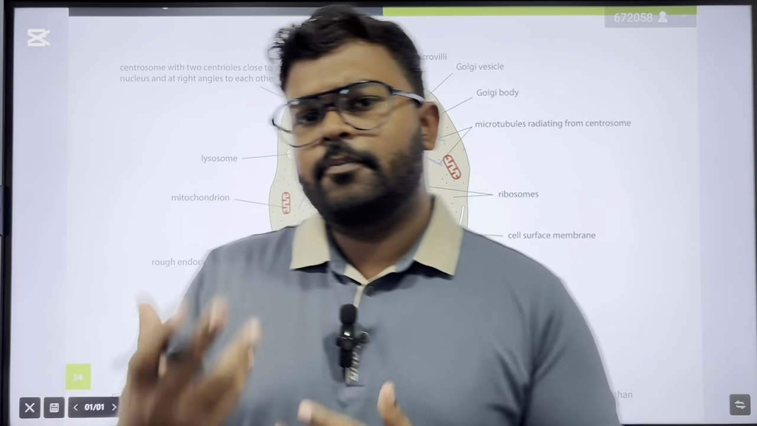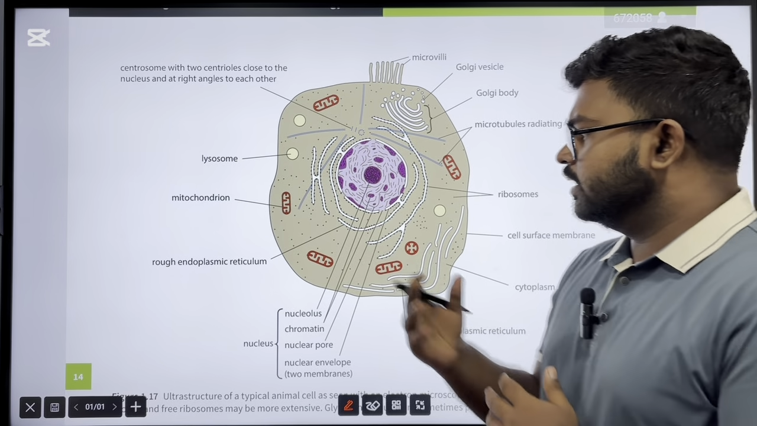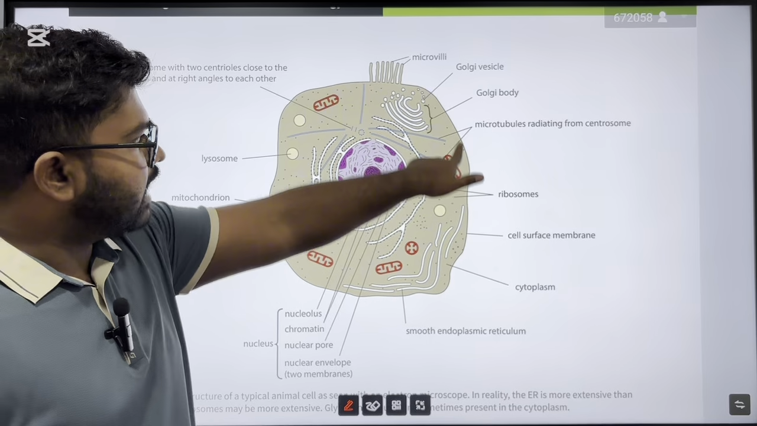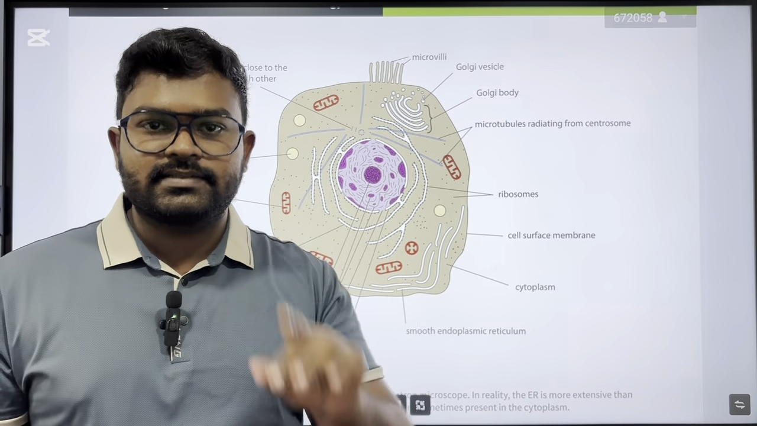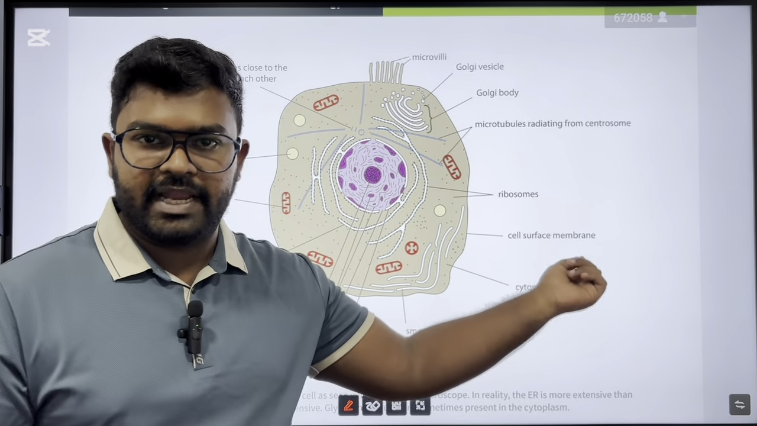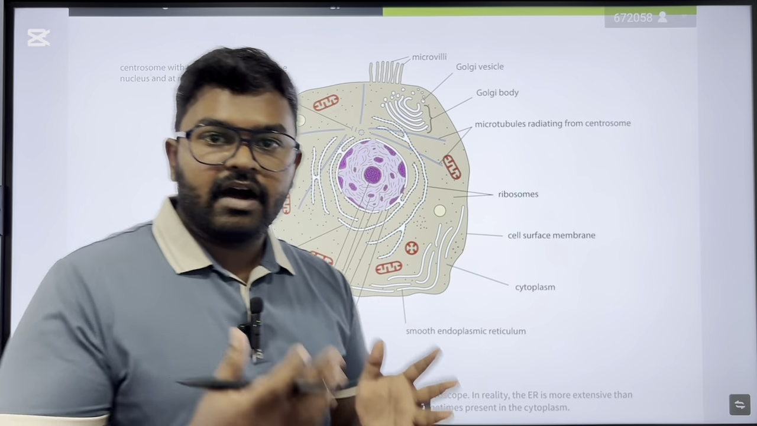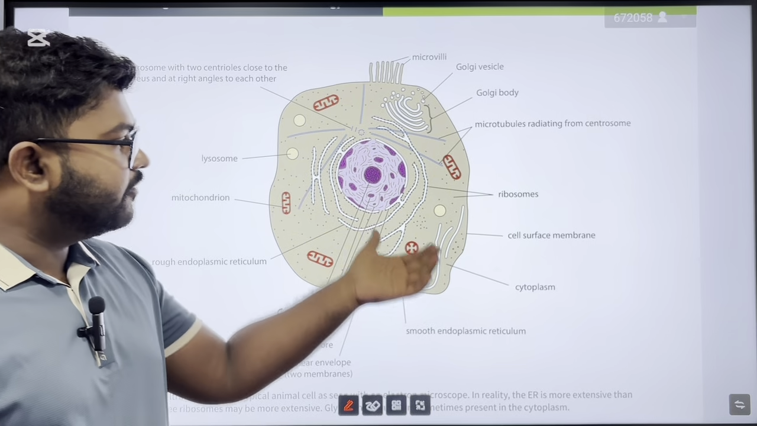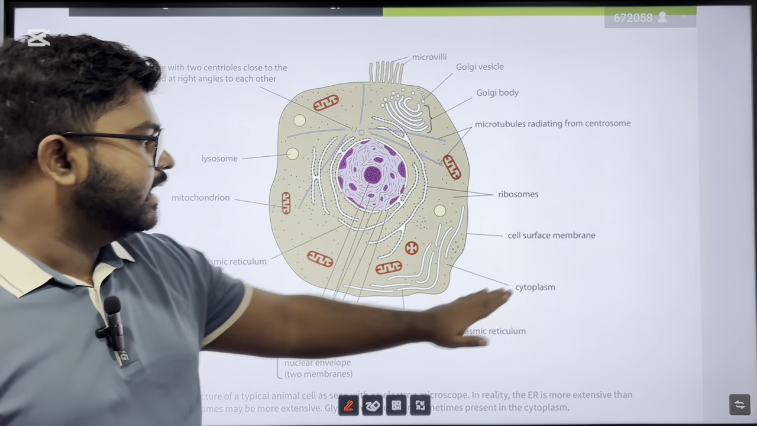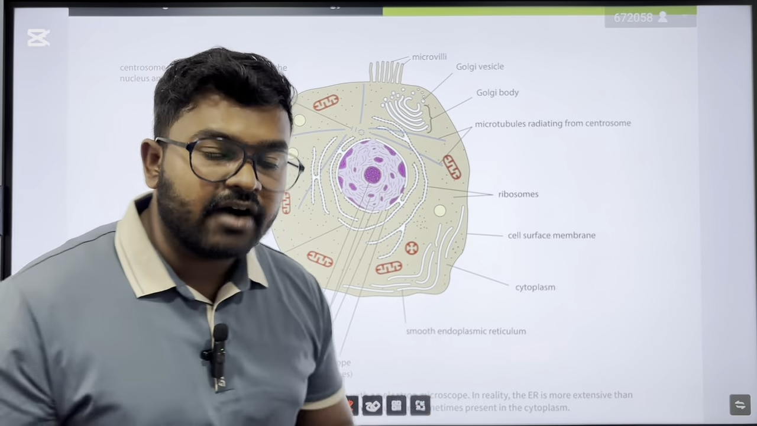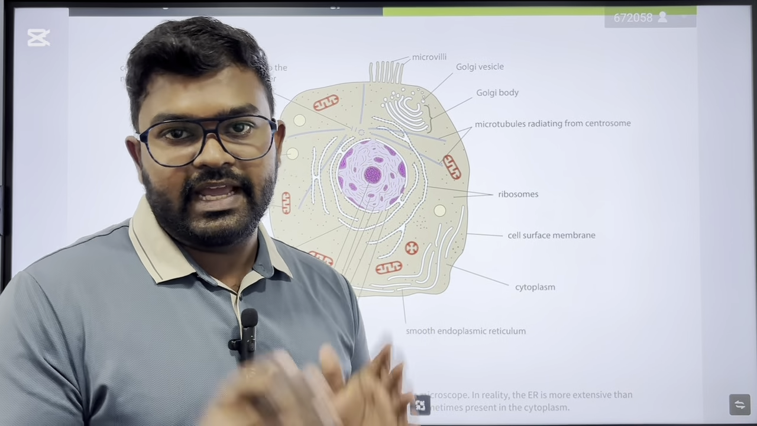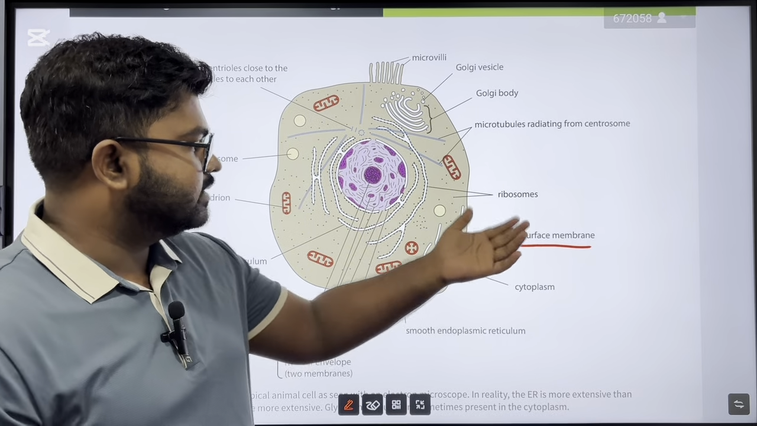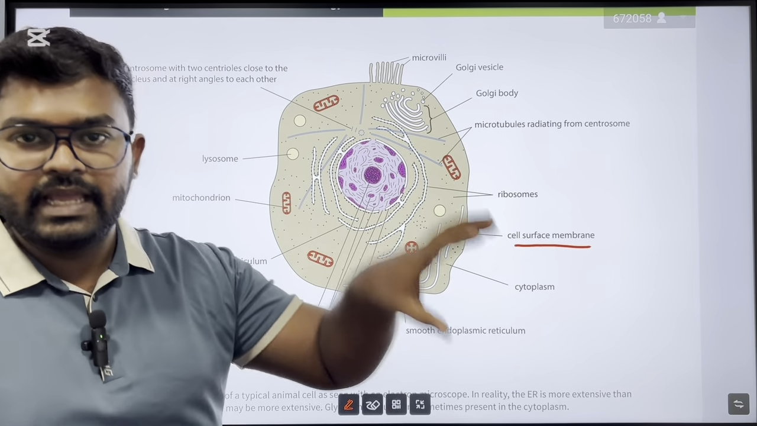What are the parts that you can see in this diagram? This is a typical animal cell. Here, this outer border of the animal cell is called the cell membrane. There is a membrane covering the cell. Inside the cell membrane, there are various organelles embedded in the cytoplasm. What is the outer covering of the animal cell? The outer covering of the animal cell is called the cell membrane, or cell surface membrane.